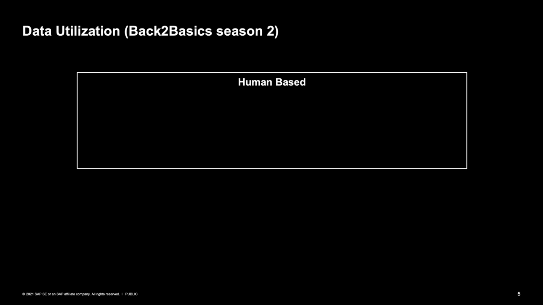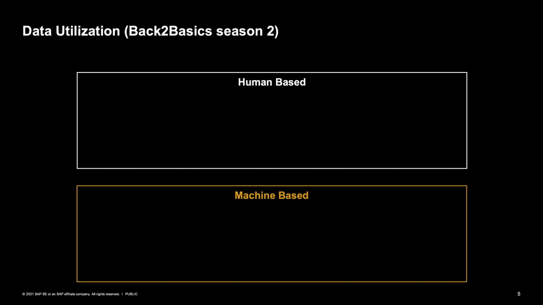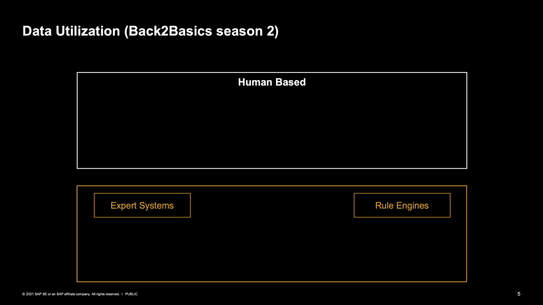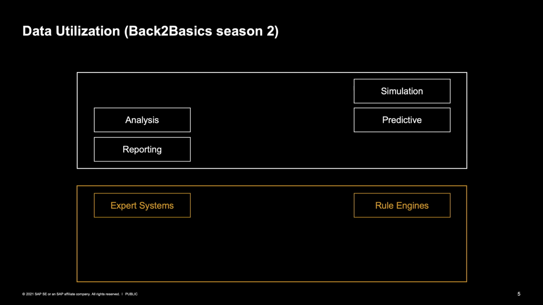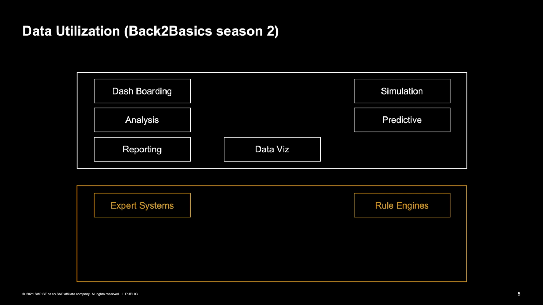In this season of Back to Basics video, we focused on the utilization of data. We did split the topics into 2 main groups: the human-based decision systems and the machine-based decision systems. And these 2 topics are similar yet different and complementary. In the machine-based decision systems, we find expert systems and rule engines. We spoke about them in episode 3. In the human-based decision systems, we have reporting, analysis, as described in episode 4, predictive analysis, simulation, without forgetting data visualization and dashboarding, explained in episode 5 and 6.